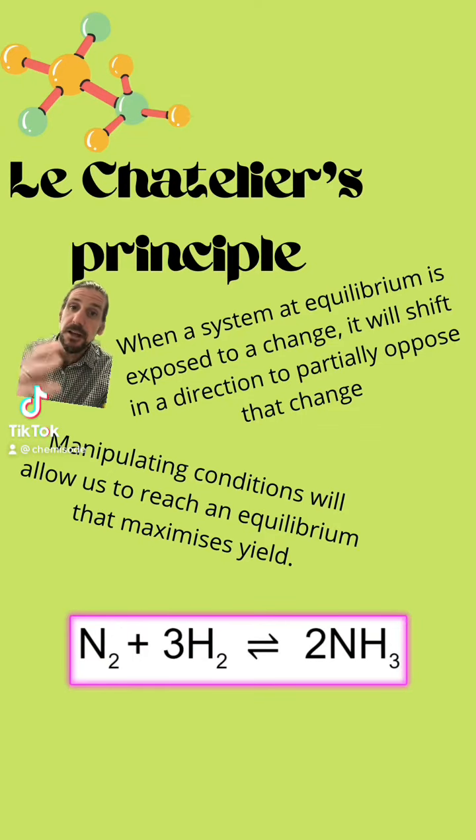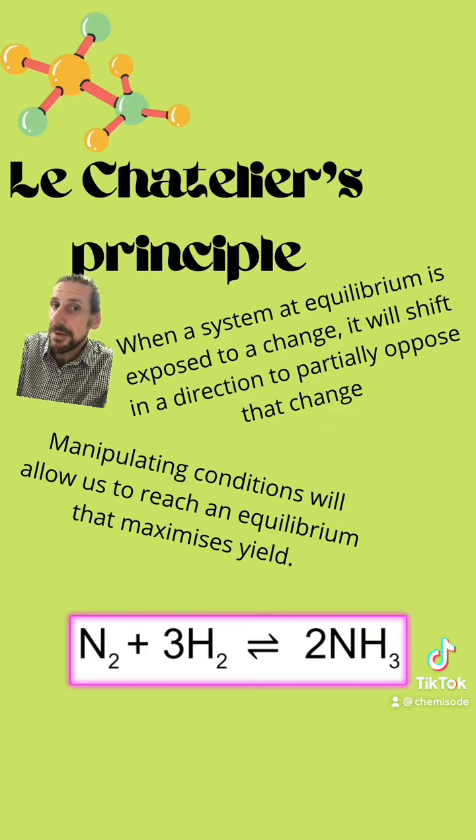So here's the third and final theory-based video on Le Chatelier's principle. Just a reminder, Le Chatelier's principle states that when a system at equilibrium is exposed to a change, it is going to shift in a direction which will partially oppose that change. As we said before, if you increase reactants, it's going to shift to try and decrease those reactants and move forwards. If you decrease reactants, it's going to shift and try and recreate those by moving backwards.